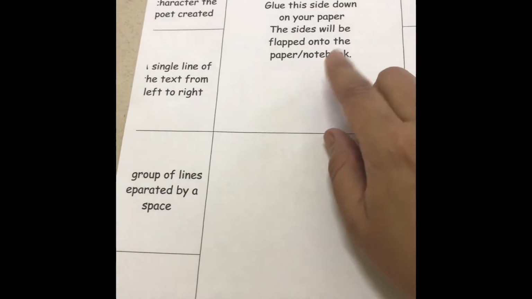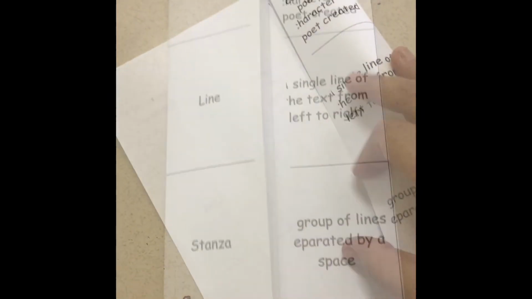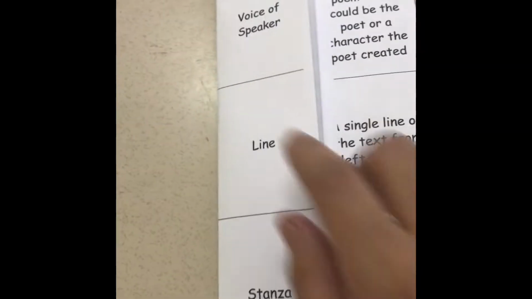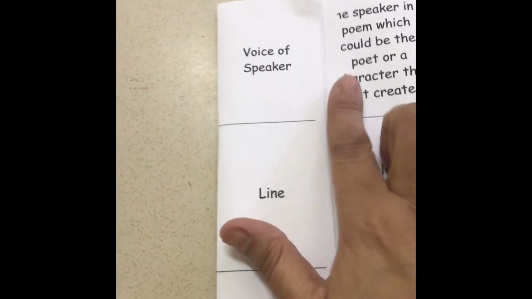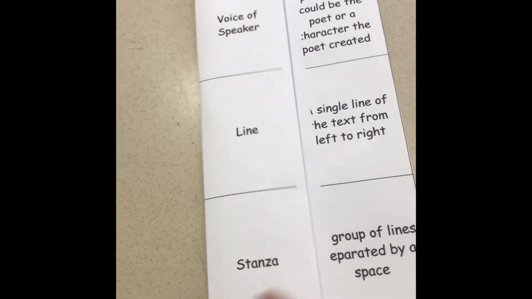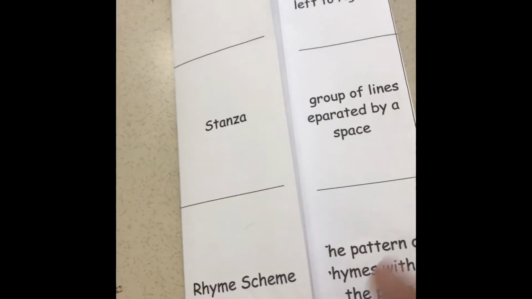Okay, so this one, what you're going to do is you're going to glue this side down on your paper, and you're going to fold the ends in. I folded mine in. So I have voice of the speaker, and then I have what that is, the line, what that is, the stanza, and the rhyme scheme, okay? So when we open it up, we shouldn't have anything on there. And this part is what you're going to glue down on your piece of paper if you want to, okay?